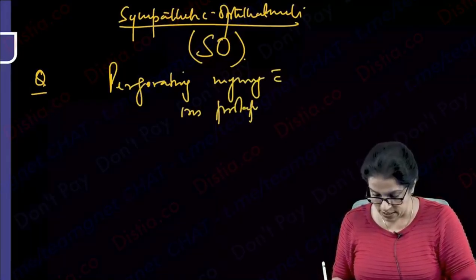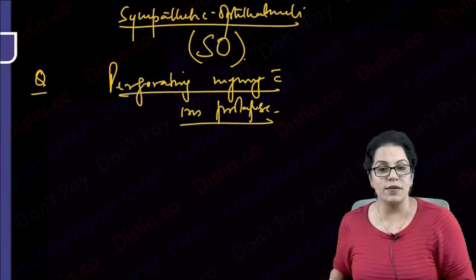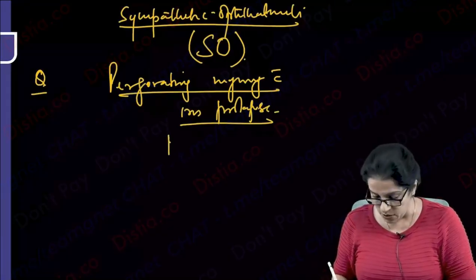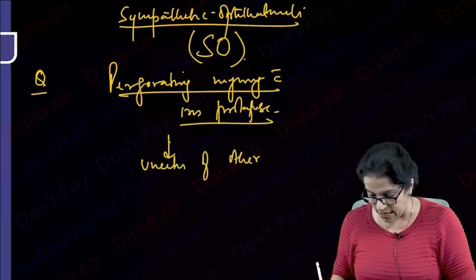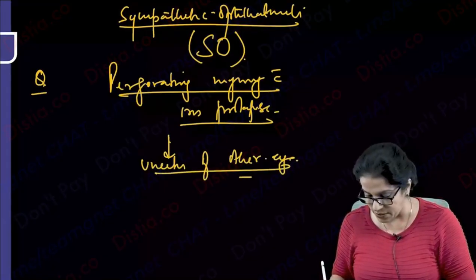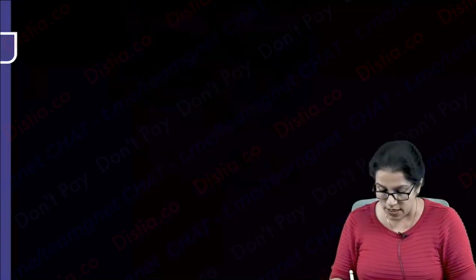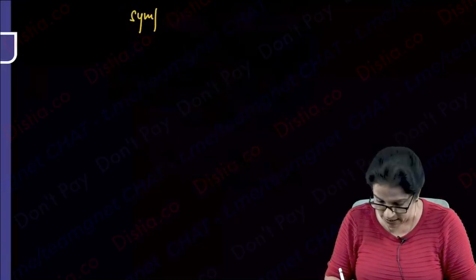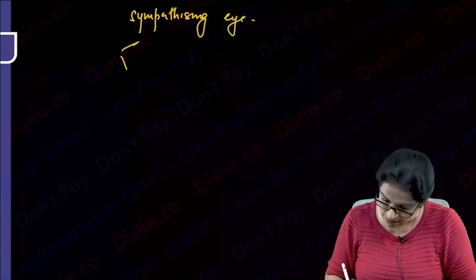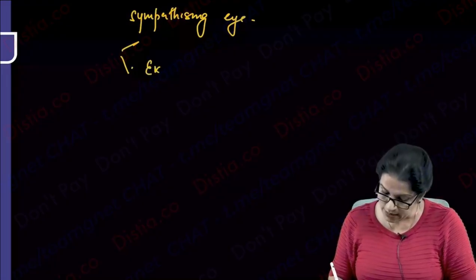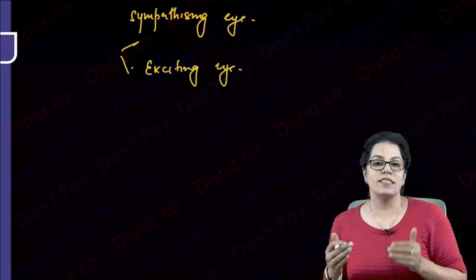Okay. This is going to lead to uveitis, of course, in the eye which is injured, but this is causing uveitis of the other eye as well, and this uveitis of the other eye is what is called sympathetic ophthalmitis. So this other eye is called what? It is called sympathizing eye. And the eye which is traumatized is what is called exciting eye.